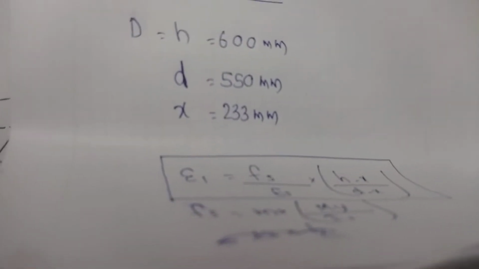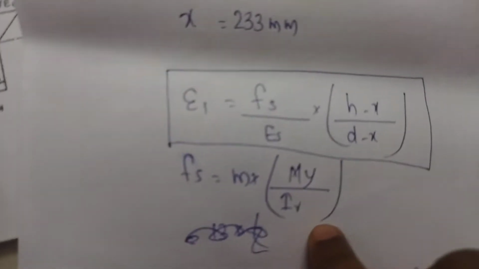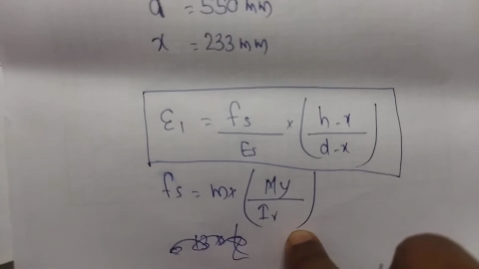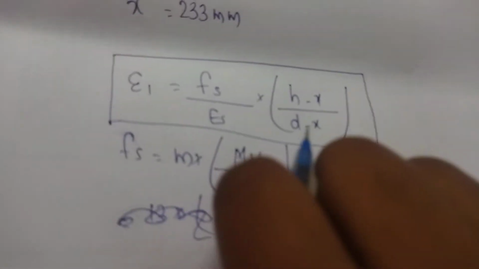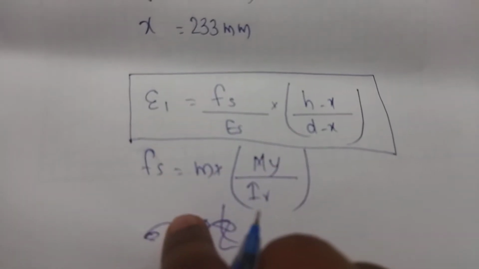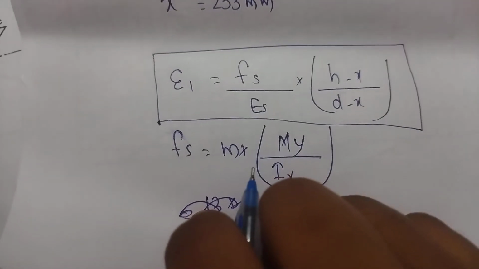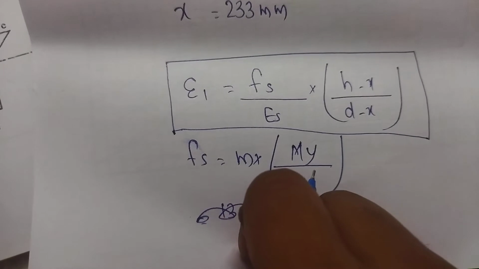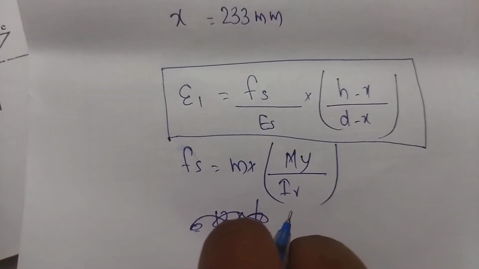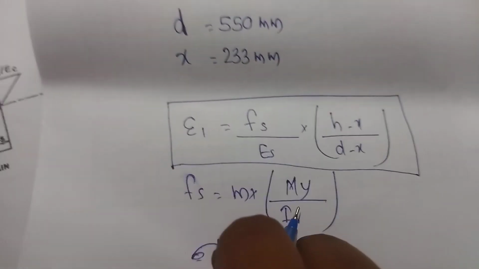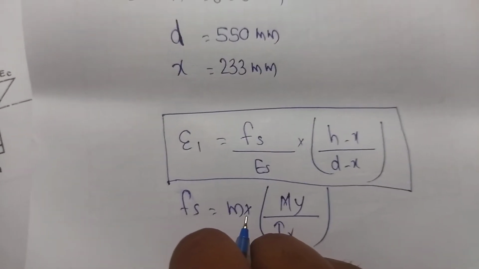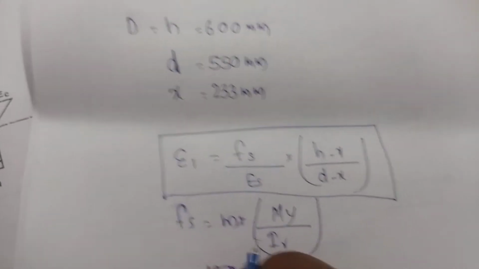For calculating epsilon L, first we need Fs, another equation, m into M into y divided by IR. Here m is the modular ratio, M is the moment, y is this distance, and IR we already calculated in the deflection question. We also calculated the modular ratio in the deflection question, so refer to that.